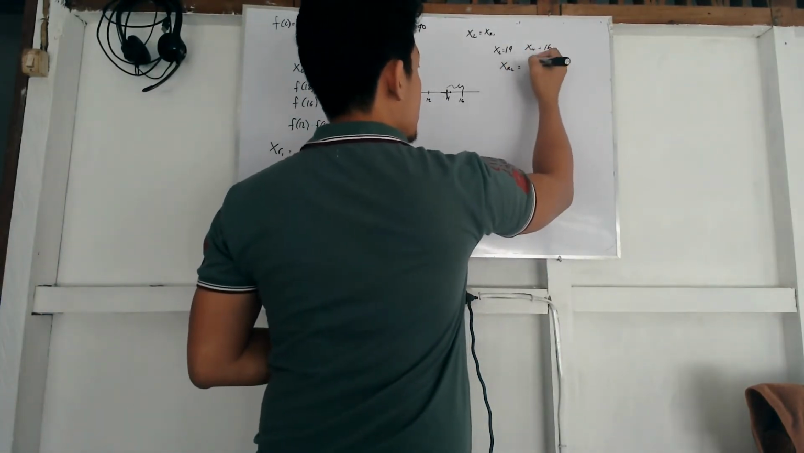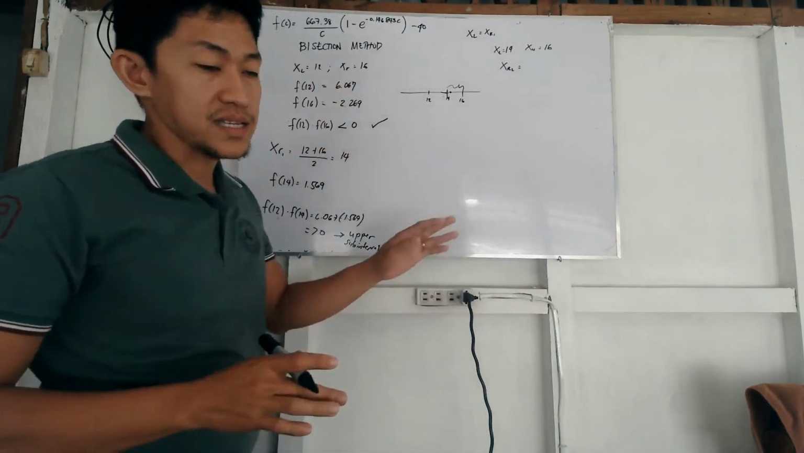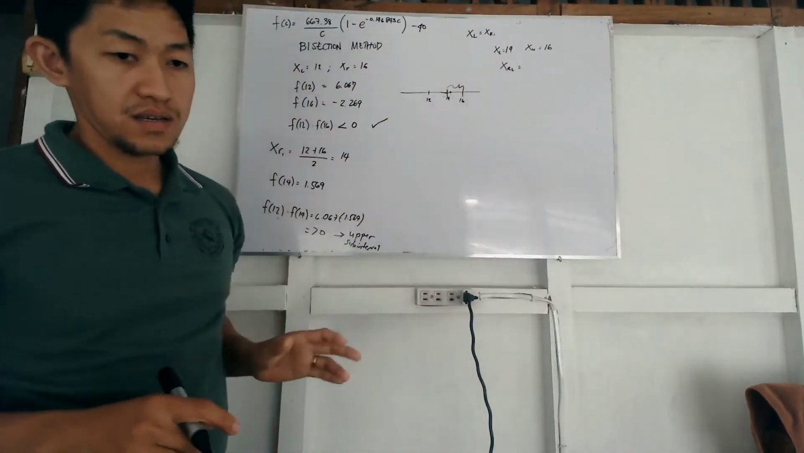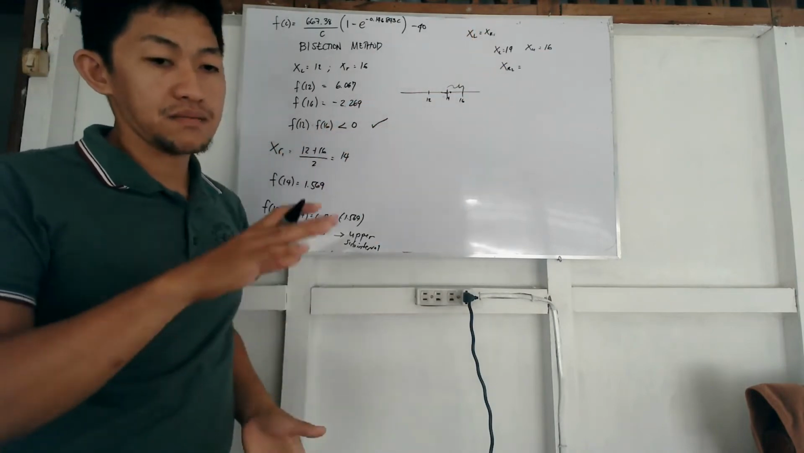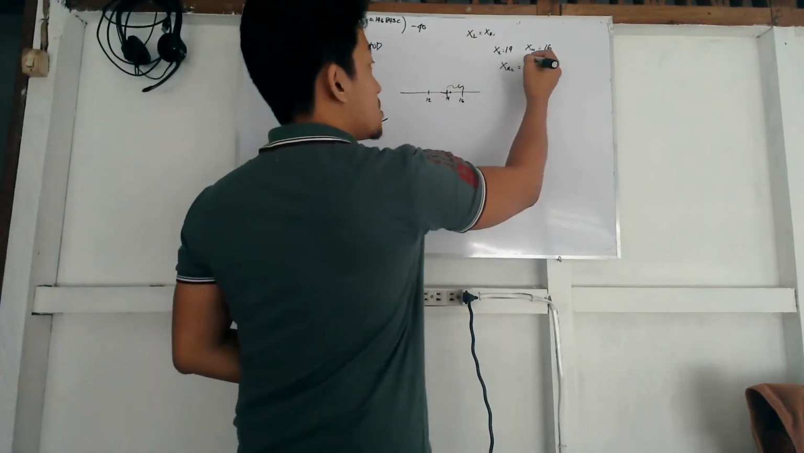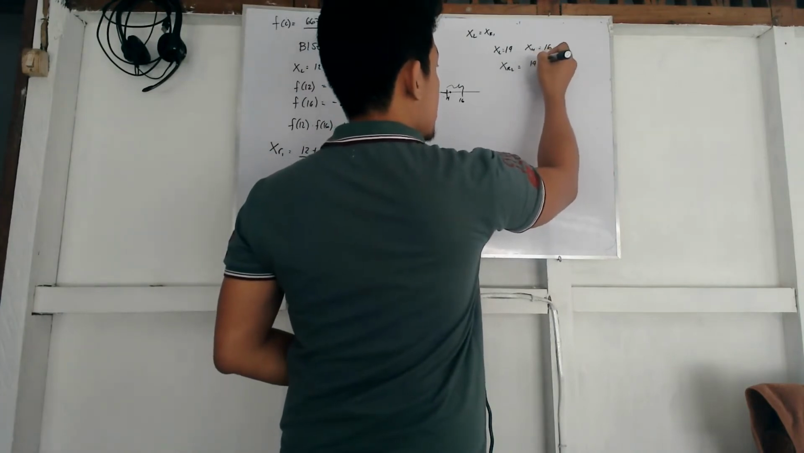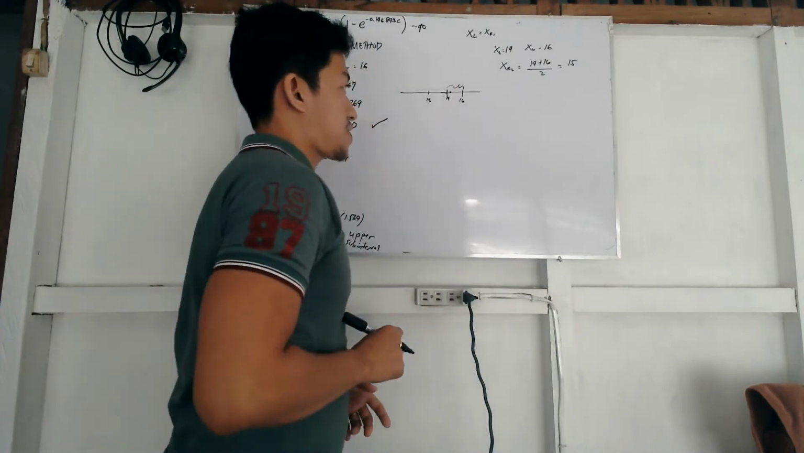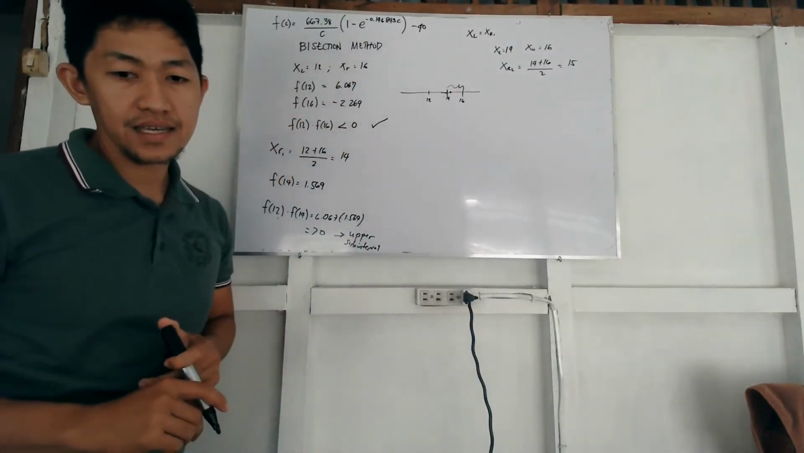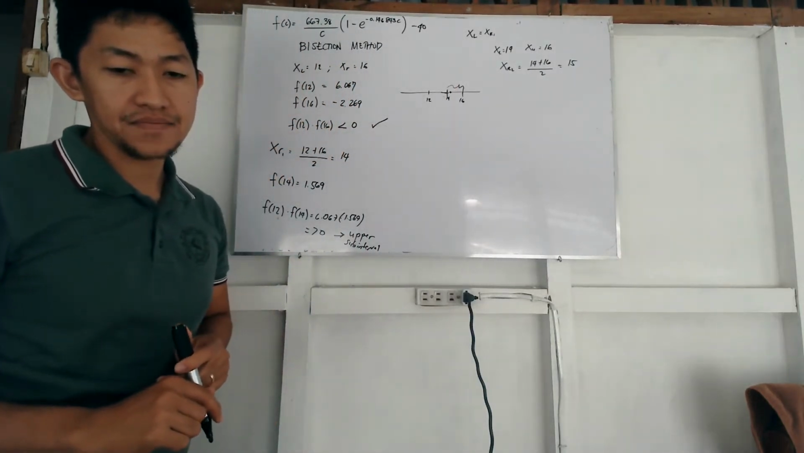XR2 is, by the way, in the book it is just XR, but in our solution we write XR1, XR2 so that we can see the flow. It will be 14 plus 16 over 2, so that is 15.